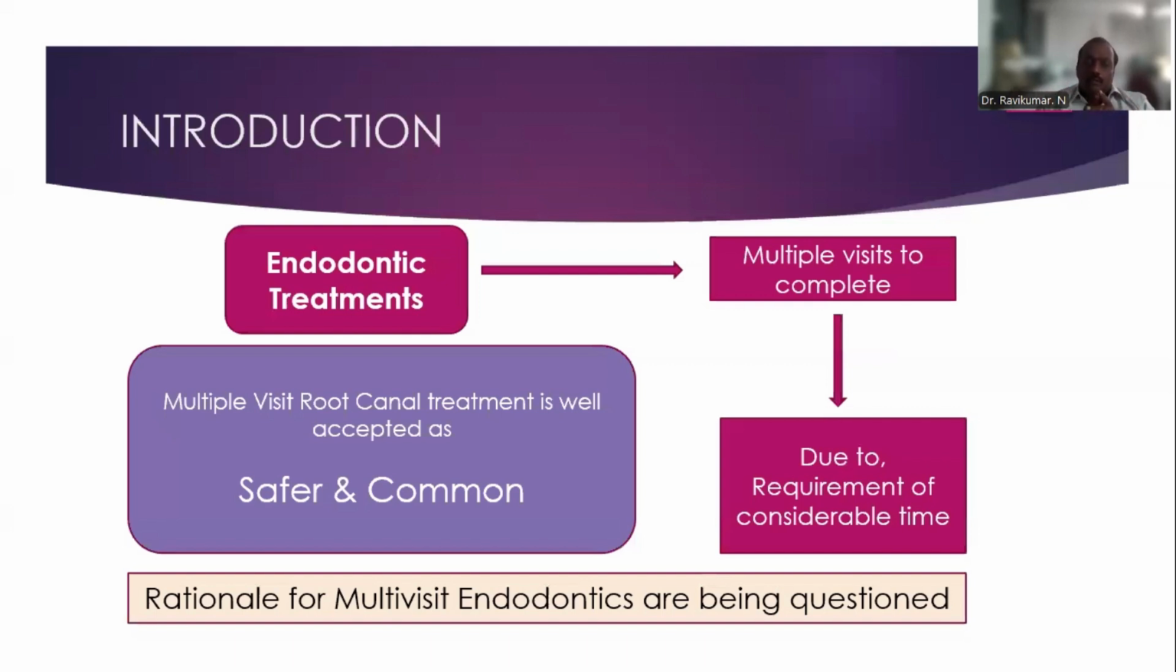In olden days, what we usually did was call the patient for the first visit, give local anesthesia, do the access cavity preparation, remove the pulp tissue alone, relieve the occlusion, give a dressing and send the patient away. This is the first day. We recall the patient after a week. The patient comes the second time, and we do the biomechanical preparation, where we remove the debris from the canal, clean the canal and shape the canals.